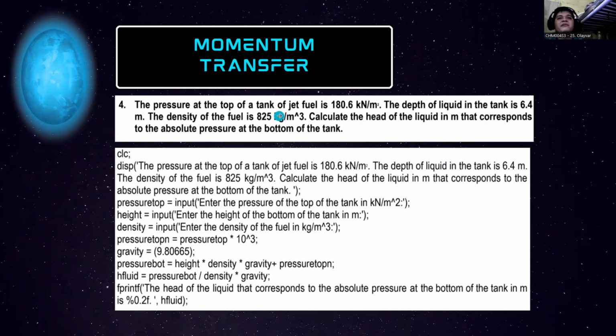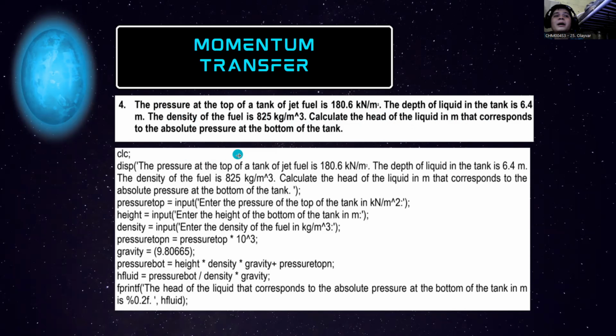After that, we will have another problem, which states that the pressure at the top of the tank of jet fuel is 180.6 kilonewton per square meter. The depth of the liquid in the tank is 6.4 meters. The density of the fuel is 825 kilogram per cubic meter. Calculate the head of the liquid in meters that corresponds to the absolute pressure at the bottom of the tank.